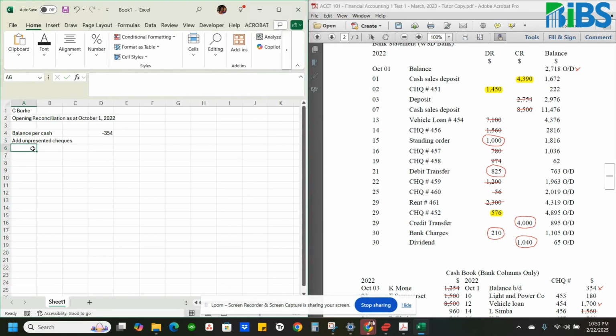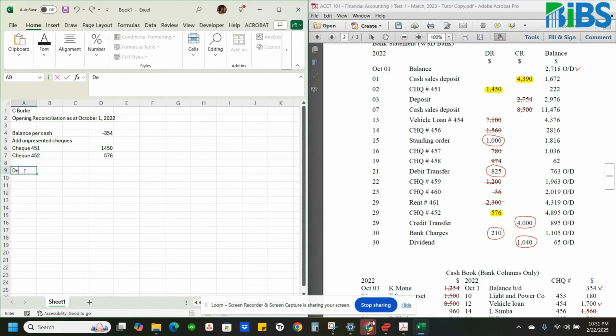Good. You can list them out if it's easier for you to do that. So we have check 451 and the amount for that check. Remember, checks would be on the debit side of your bank statement or expenses. So that is $14.50. So you can put that amount there. You're adding that, so that's a positive number. And then the other check we have is on the 29, check 452, for $576. That is all we have so far.